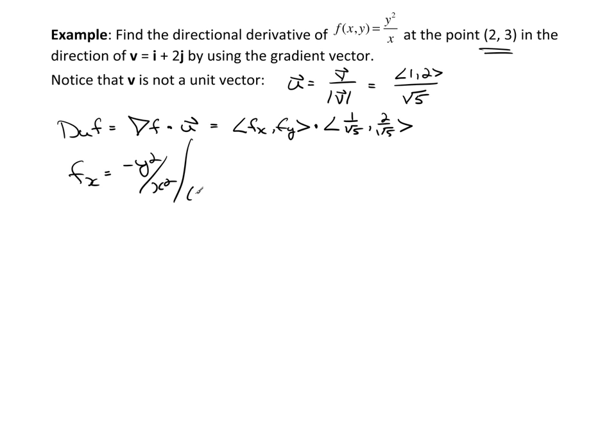I need to evaluate that at (2, 3), which gives me negative 9 over 4. And then I need the partial with respect to y. And that's going to be 2y over x. And again, I need to evaluate that at (2, 3). So that's, well, just 3. So now I have the gradient, del f.